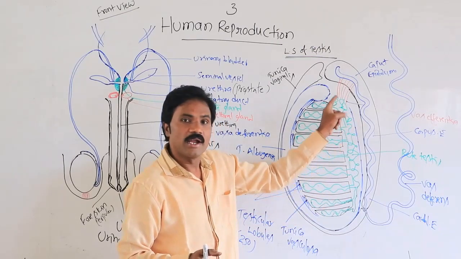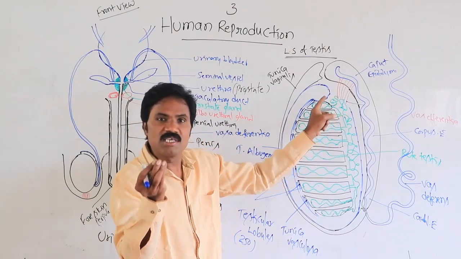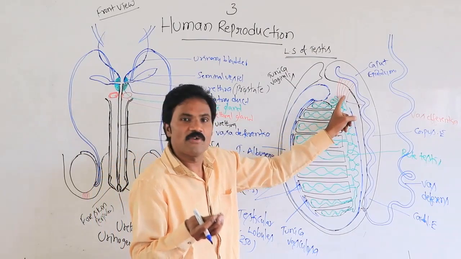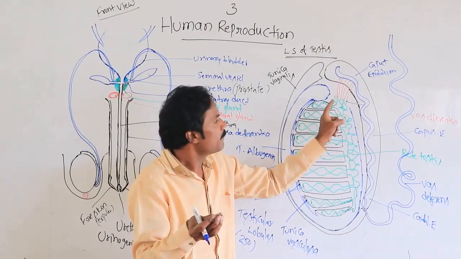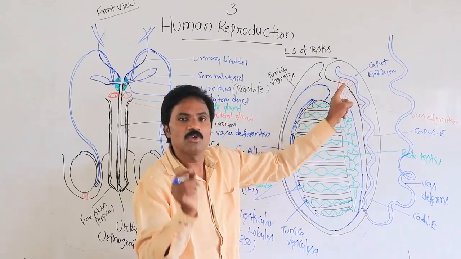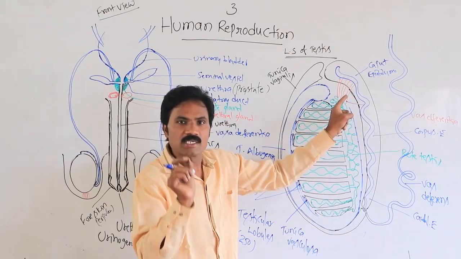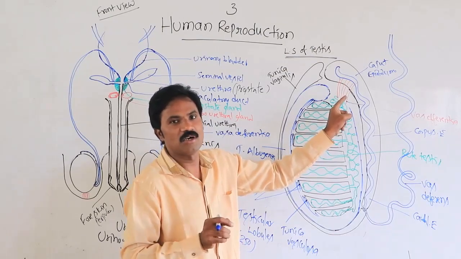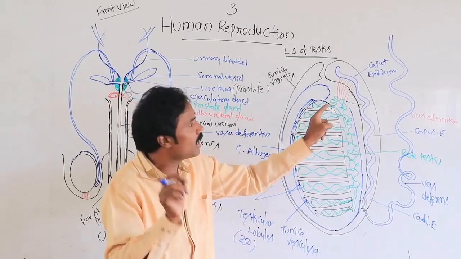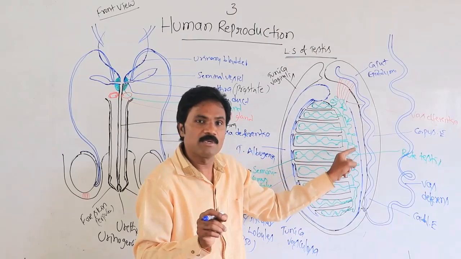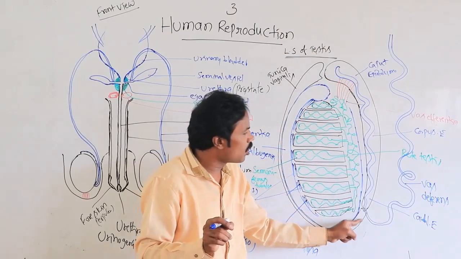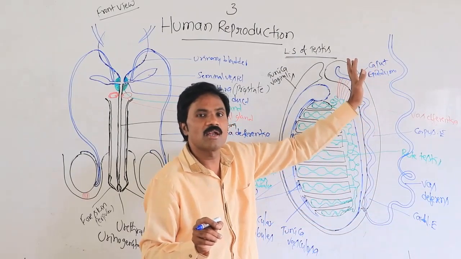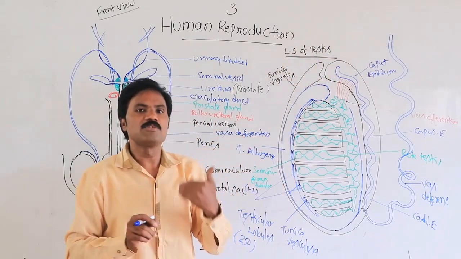From this rete testis, the ciliated ductulus, the vas efferentia, arises. Vas efferentia is a connecting link between rete testis as well as epididymis. So it is most important. What is the connecting link between the rete testis and epididymis? It is the vas efferentia. Towards that epididymis, the gametes will be traveling along with one more ductus, that is the vas deferens. Towards the inguinal canal, it enters into the urethra, that means the male genital tract.